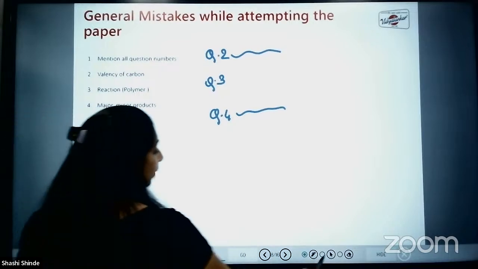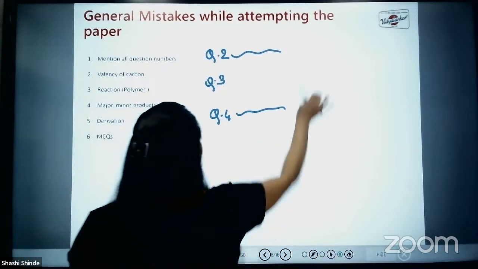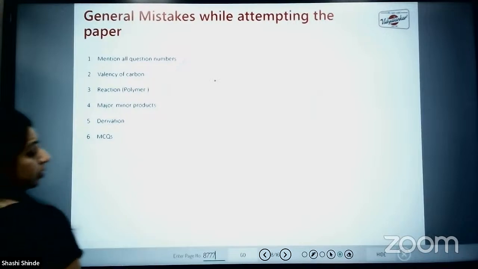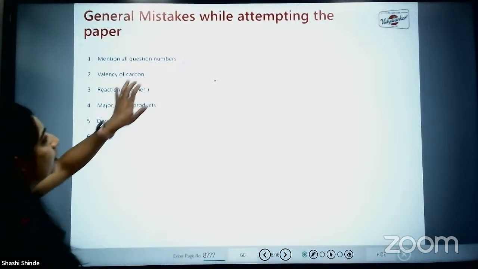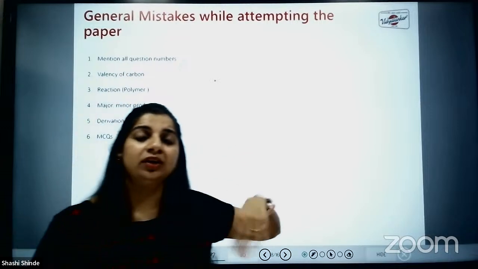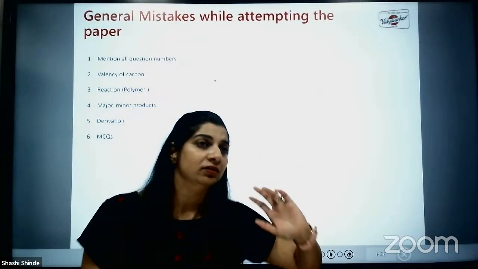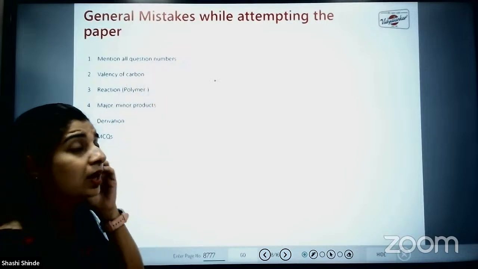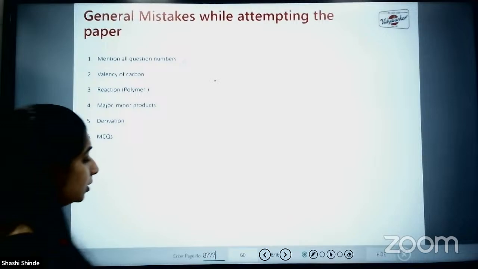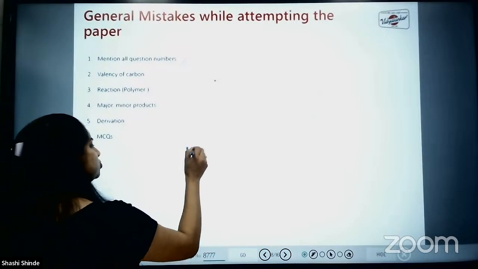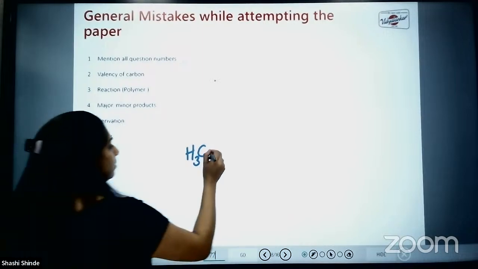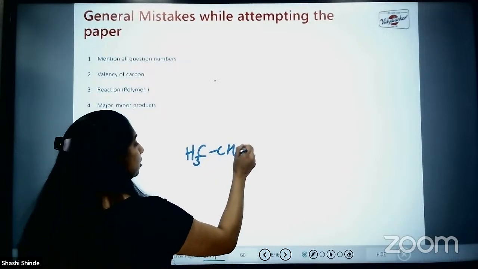Next, valency of carbon. Do not forget that the valency of carbon is only 4. You have to check that it is not exceeding 4 or becoming trivalent. So valency of carbon should always be 4. This generally happens in reactions. We have so much exam pressure in the board exam that sometimes students do not write everything correctly.